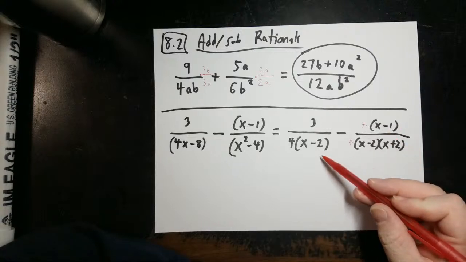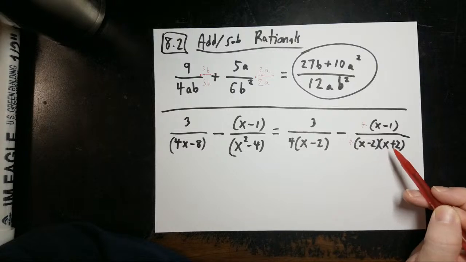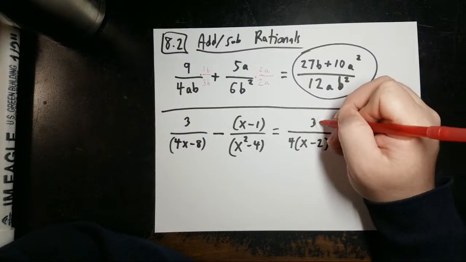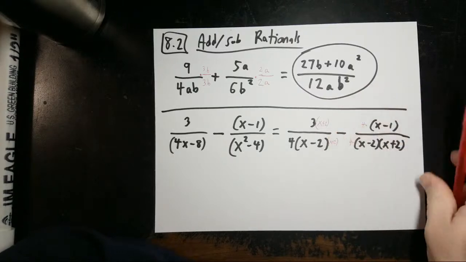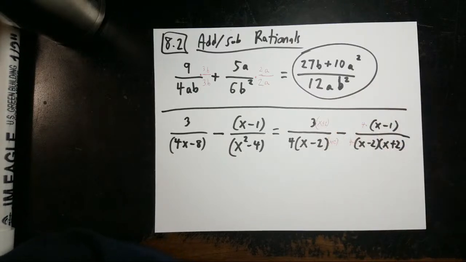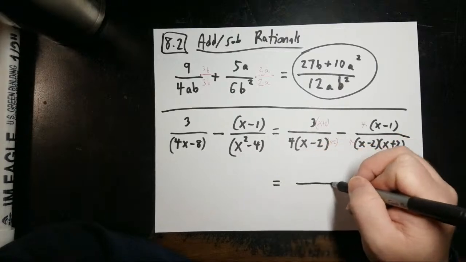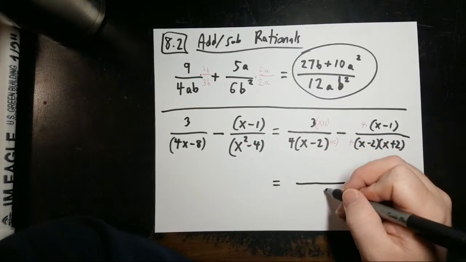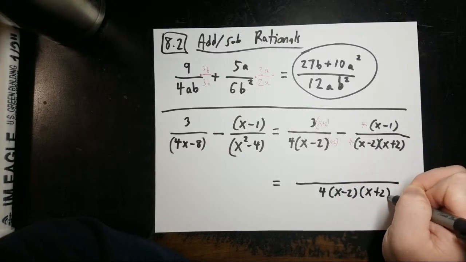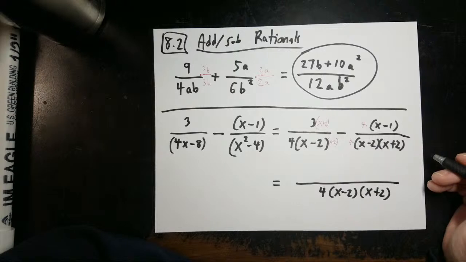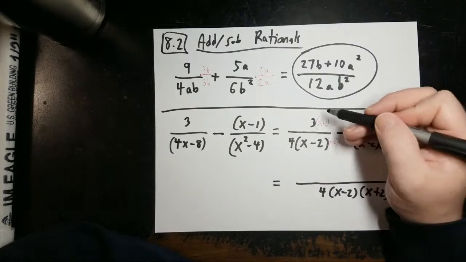In the first fraction, I'm clearly missing an x plus 2. I'm going to have to multiply the top and bottom by an x plus 2. So, I got to simplify this junk out. The denominator would now be 4, x minus 2, and x plus 2. I'm going to leave that as is. I'm not going to multiply that back out. Why would I?